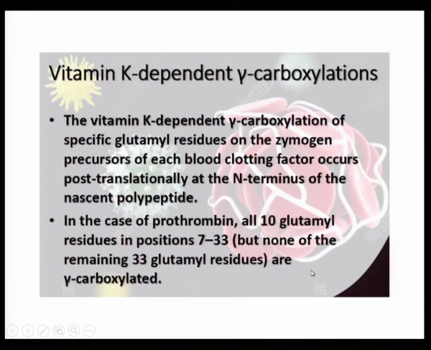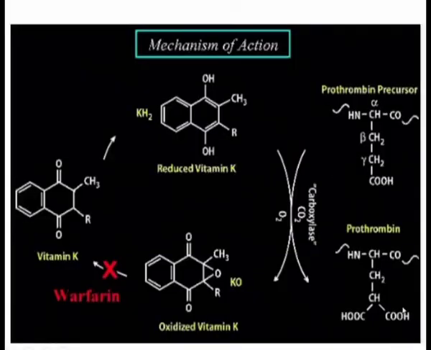You see where this gamma carboxylation happens, especially in the clotting mechanism, prothrombin, because in prothrombin the 10 glutamyl residues in the position 7 to 33 are the key target sites for gamma carboxylation, and when this happens, the prothrombin gets activated into thrombin. Now if you look at this picture, earlier we saw the picture of vitamin K getting activated. Now we see vitamin K in action in a very close format.